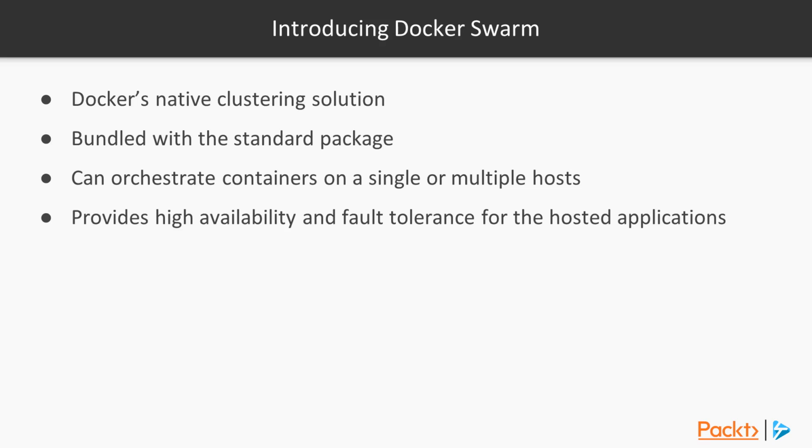So, what is Docker Swarm? It is Docker's native clustering solution. It comes pre-installed with Docker. You don't need to install it. It's natively installed with the standard Docker package. It is used to orchestrate containers on a single or multiple hosts. So this is a very important difference between Docker Swarm and Docker Compose that we covered in the previous section. Using Docker Swarm, you can create a cluster that provides high availability and fault tolerance for the hosted applications.